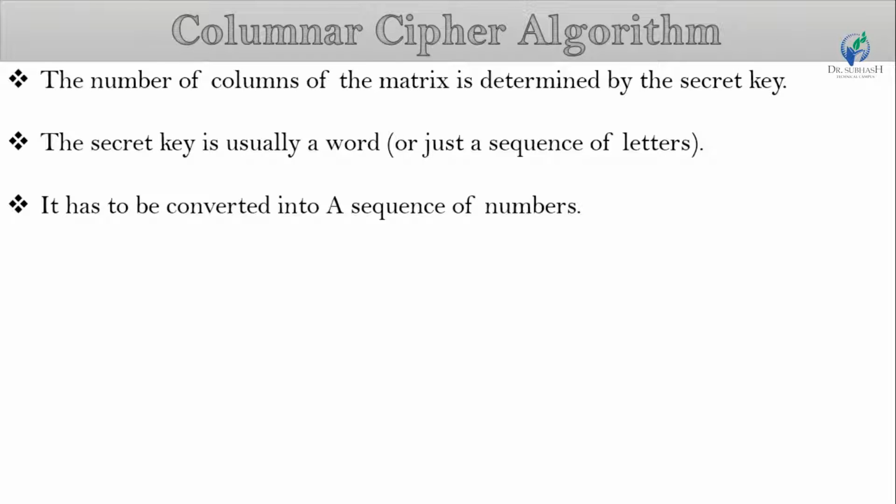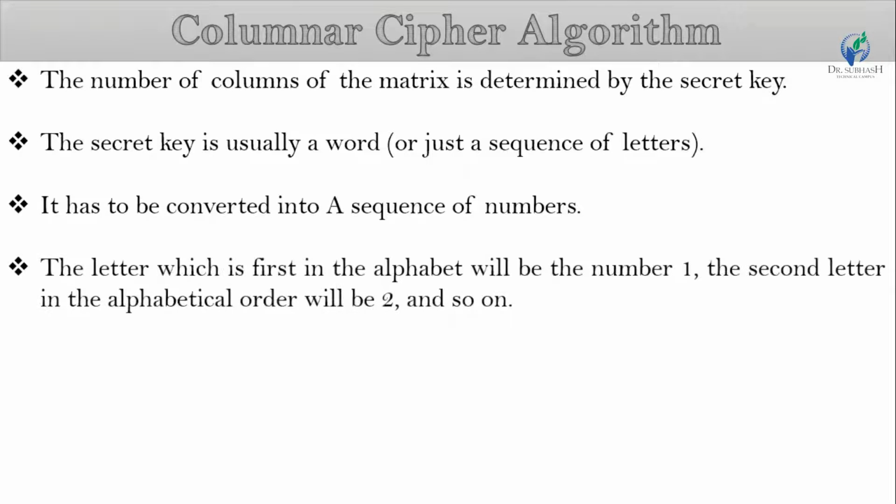The numbers are defined by the alphabetical order of the letters in the keyword. The letter which is first in the alphabet will be the number 1. The second letter in the alphabetic order will be 2 and so on. If there are multiple identical letters in the keyword, each next occurrence of the same letter should be converted into a number that is equal to the number of the previous occurrence increased by 1.